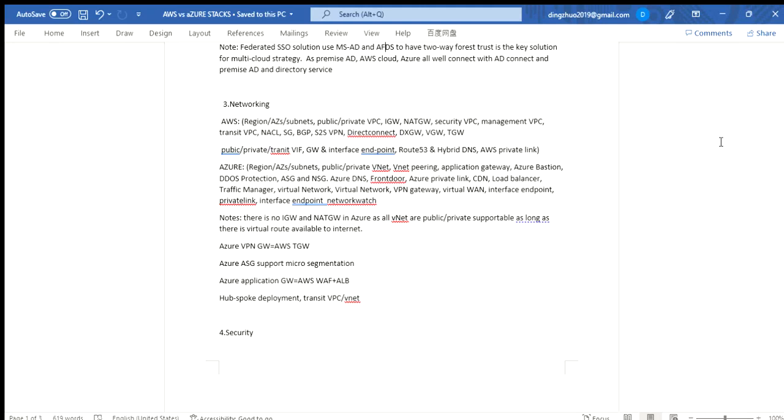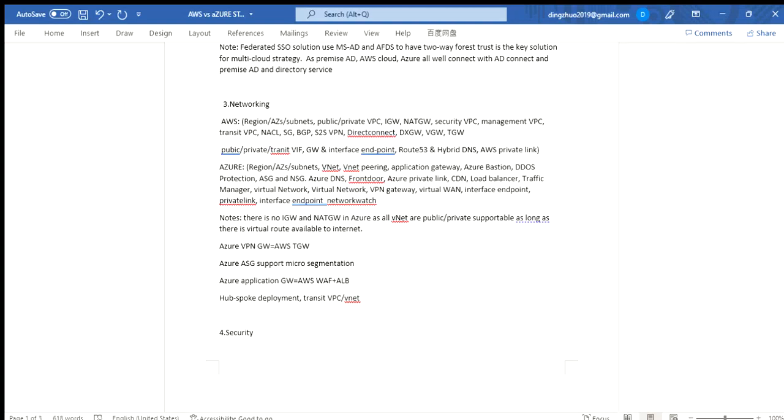For Azure, it's pretty much similar. We're going to have regions, availability zones, subnets. We don't have the public and private VNet because VNet supports both private and public, but you need to have a virtual route. VNet peerings, which is similar to the VPC peerings.